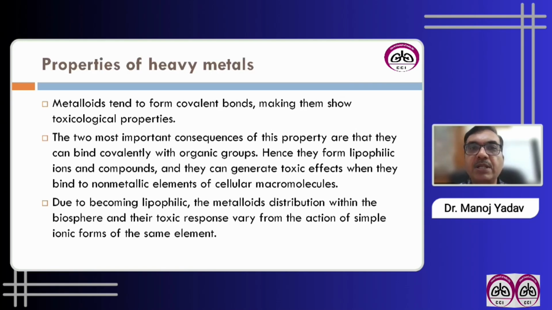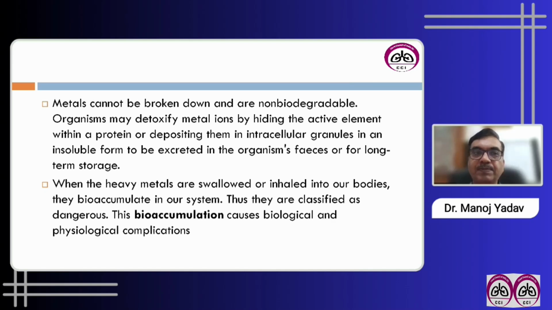Understanding the properties of heavy metals is important. The metalloids tend to form covalent bonds, making them show toxicological properties. The two most important consequences of this property are that they can bind covalently with organic groups. Hence, they form lipophilic ions and compounds. And they can generate toxic effects when they bind to non-metallic elements of cellular macromolecules. Due to becoming lipophilic, the metalloids' distribution within the biosphere and their toxic response vary from the action of simple ionic forms of the same element.